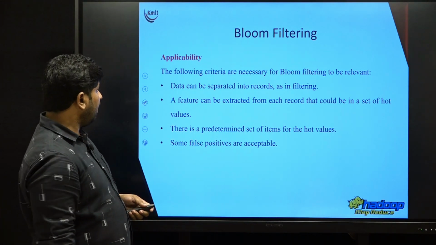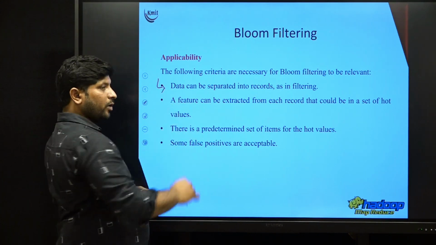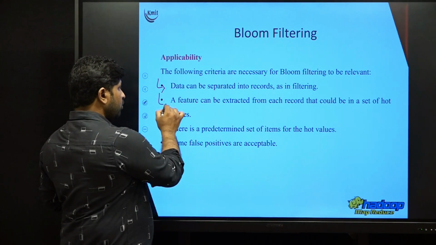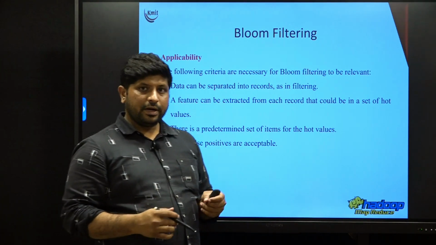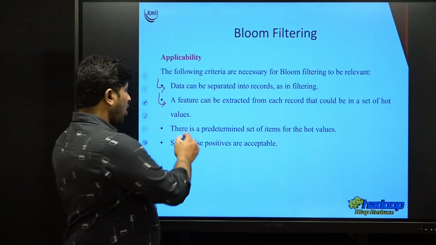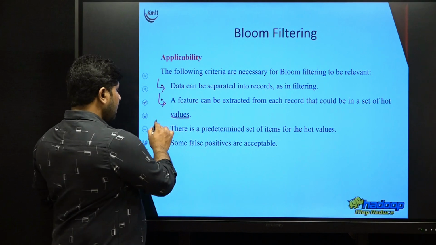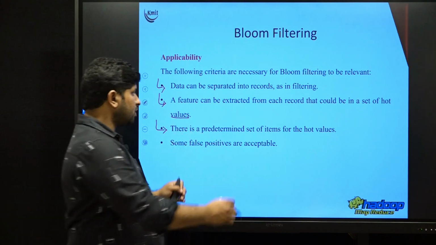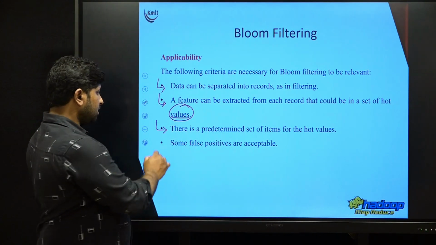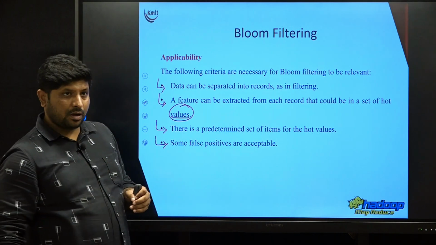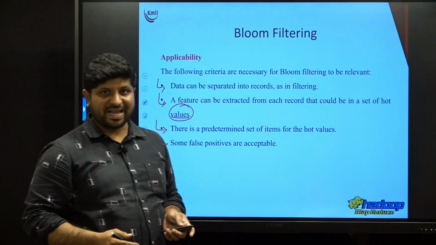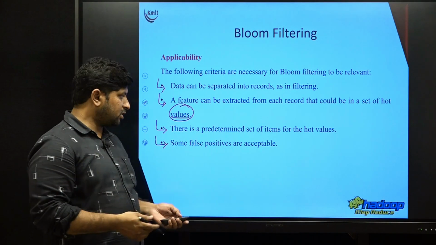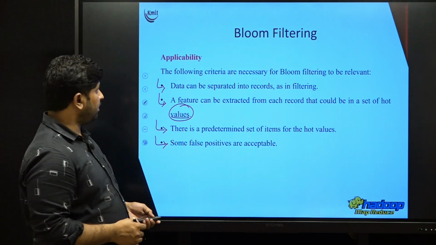Coming to the applicability, data needs to be separated into records. That is the first criterion. The second is that features extracted from the records need to be tested against hot values. The third is that it has to check the values of the records with the predetermined values, the hot values. Lastly, if the result is a false positive, certain false positives are acceptable. Every time we are not going to get true positives; sometimes false positives need to be accepted.